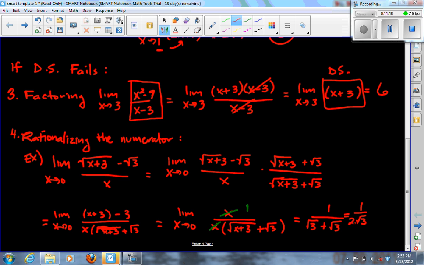Some people would not like you leaving a root in the denominator, so you would fix that by multiplying the top and the bottom by square root of 3. And this answer would then be square root of 3 over 6. But I would probably accept this one. AP will accept this one, so I will too. And that's it. Those are the ways that you can find a limit with algebra or a table.